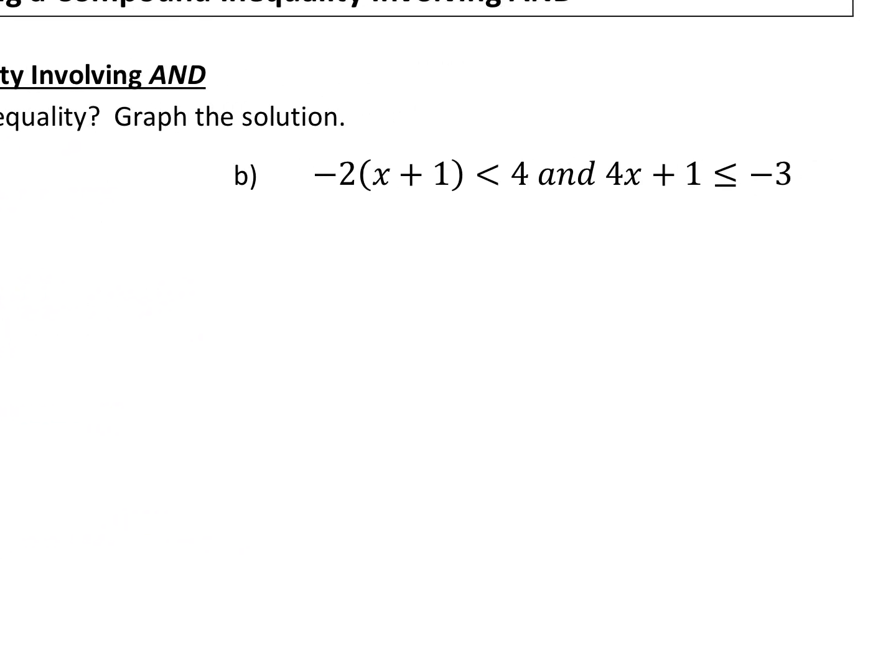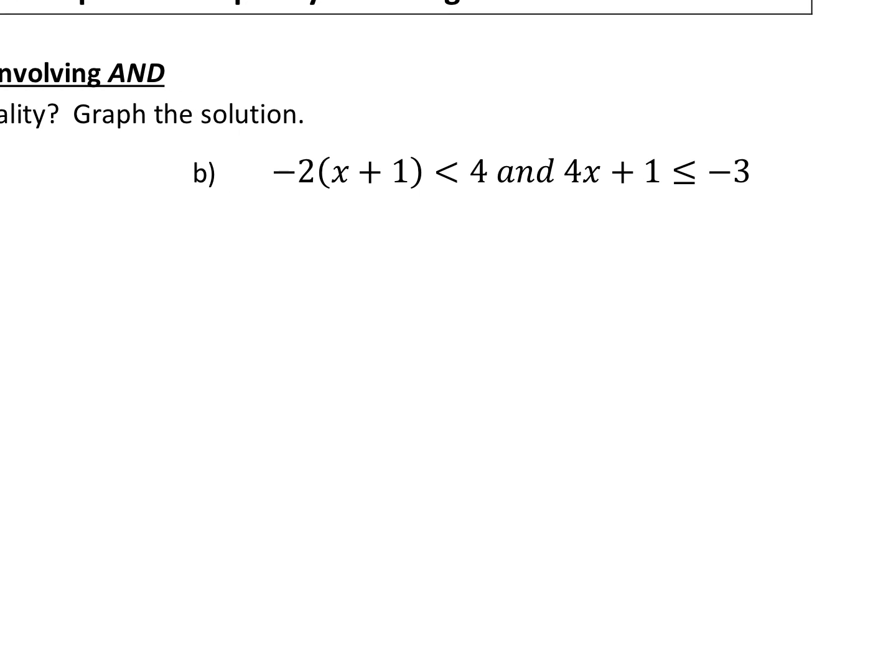All right, part B. Now we're just going to solve this. When it's separated out for you like this, with the and or with the or, you can just treat this like two different problems and solve one, solve the other, and let's see what it looks like on a graph. So this one on the left, we're going to start by distributing that negative 2. Negative 2 times x is negative 2x. Negative 2 times positive 1 is a negative 2, is less than 4. And then we're just going to solve.